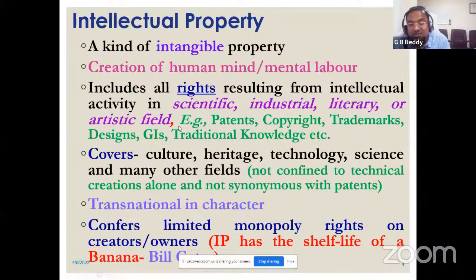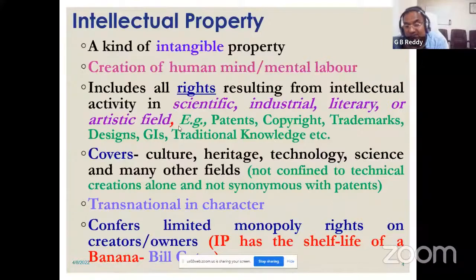Another unique thing about intellectual property is that it has no territorial boundaries. What is created in India can travel to the United States or China within no time without, in fact, making copies of this creation. The original will remain with us only, but the information will pass to other countries. So there is no territorial boundary. You can call them transnational in character.